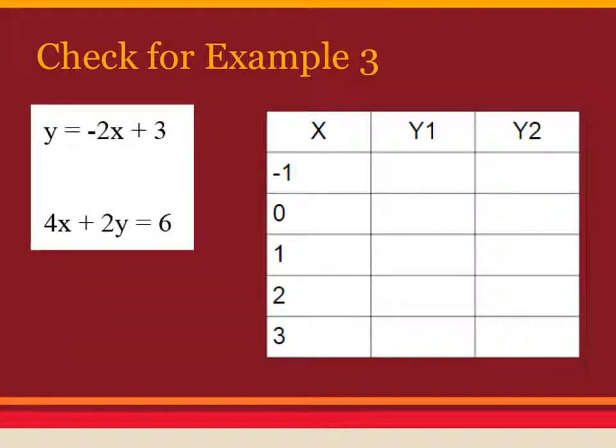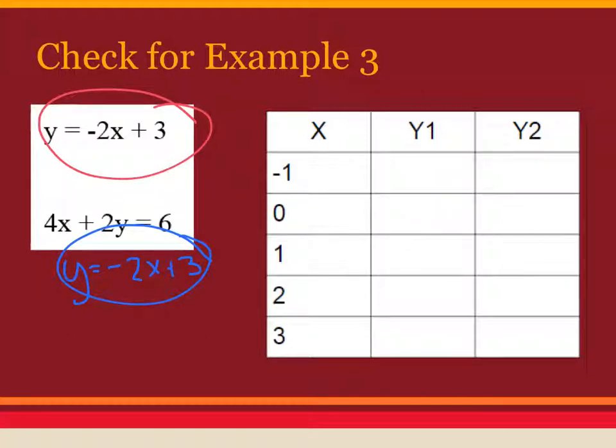When you check this in a table, our two equations were both y equals negative 2x plus 3. We'll use the first one for y1 and the second one for y2. If we plug in negative 1, negative 2x times negative 1 is positive 2, and 2 plus 3 is 5, so our first value for y is 5. When we plug in 0, our y-intercept was 3. If we plug in 1, negative 2 times 1 plus 3 is a positive 1. Plugging in 2 would give us negative 4 plus 3. That's a negative 1. And plugging in 3, negative 2 times 3 is negative 6, and negative 6 plus 3 is negative 3.